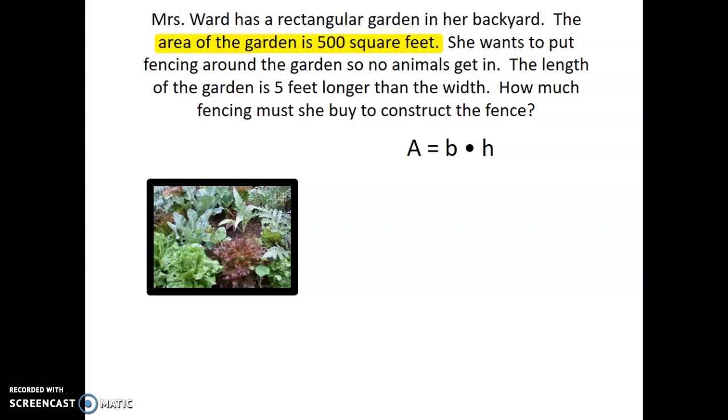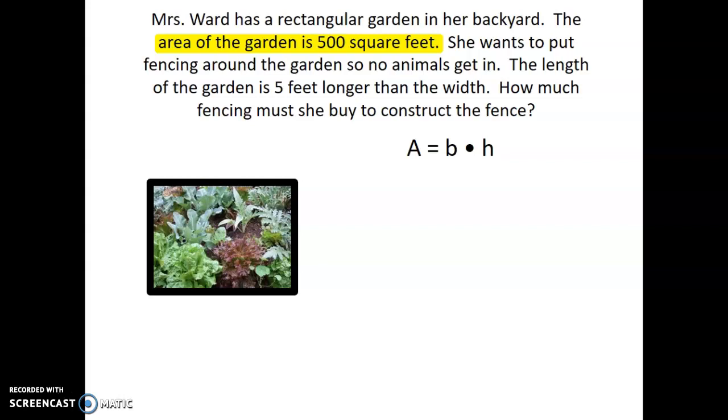Okay, she wants to put fencing around the garden so no animals get in. That's irrelevant information. You can kind of just cross it off as you're doing these problems in terms of annotating stuff. So the length of the garden is 5 feet longer than the width. Now one of the keys for this is people look at numbers and they just want to put numbers down when they see a word problem. But take a step back. So the length of the garden is 5 feet longer than the width.